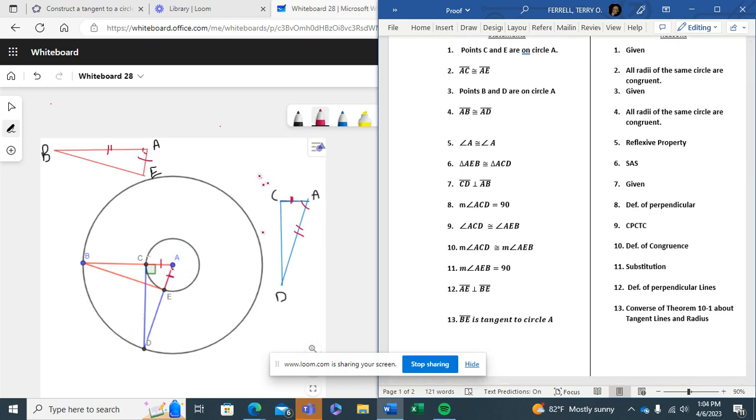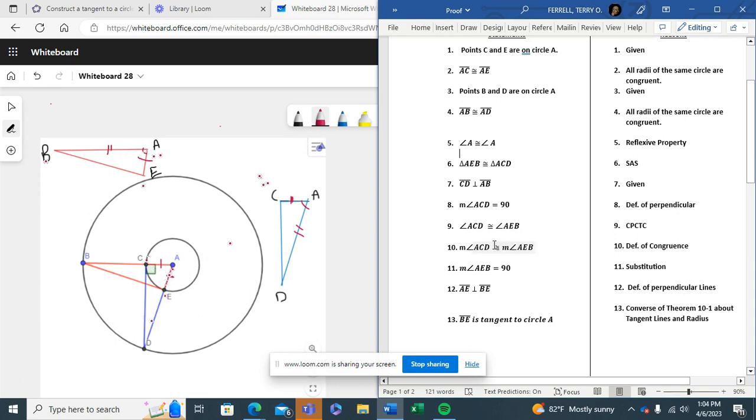Okay? So number 9 says angle ACD is congruent to, and let's look at this triangle up here, angle AEB. Why is that? Because corresponding parts of congruent triangles are congruent. So I did all that to show that, well, almost there. Let me not mark it yet. So I know since they're congruent because of CPCTC, I know that their measures are going to be congruent.